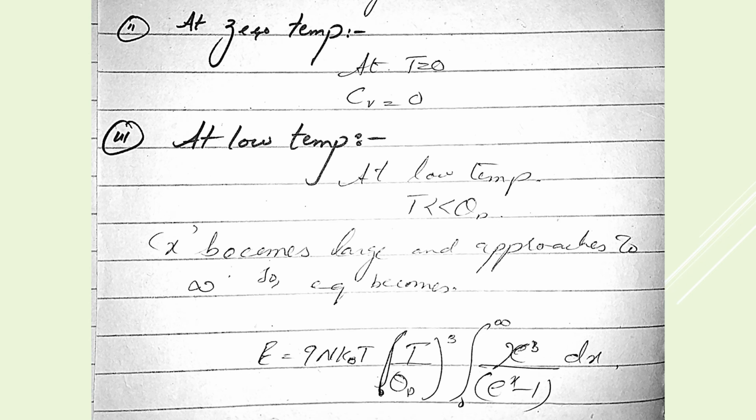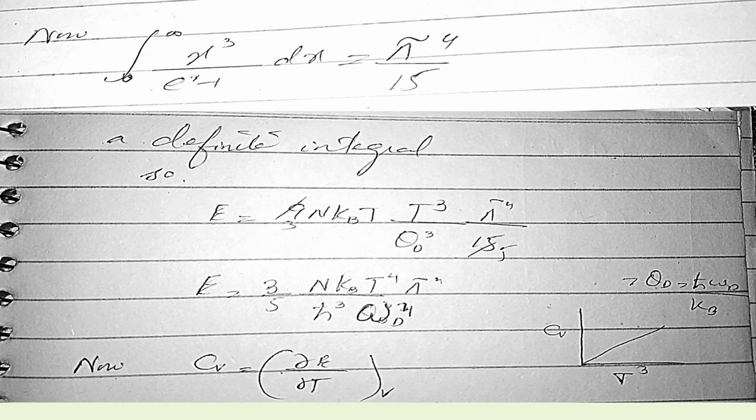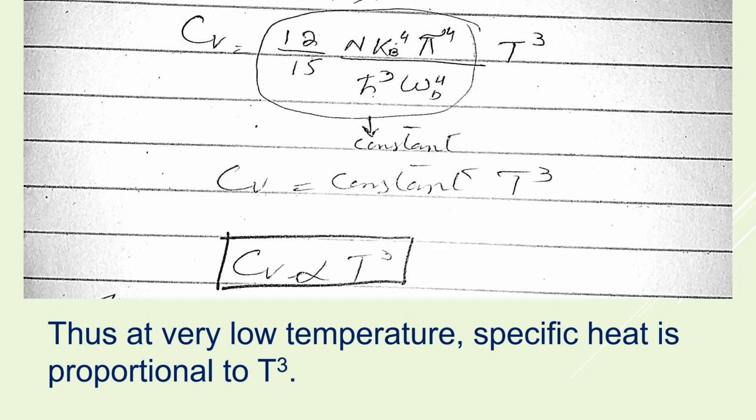At low temperature, we will take T is equal to 0, so CV is equal to 0. That is at 0 temperature. And at low temperature, if we take T is very less than theta D, then the x becomes larger and approaches infinity. Then the term becomes integral 0 to infinity x power cube divided by e^x minus 1 into dx is equal to pi power 4 over 15 as a definite integral. So substituting the values and getting the value for CV is equal to partial E over partial T at constant volume, and that term is a constant. So CV is equal to a constant times T cube. CV is directly proportional to T cube, and thus at very low temperature specific heat is proportional to T cube.